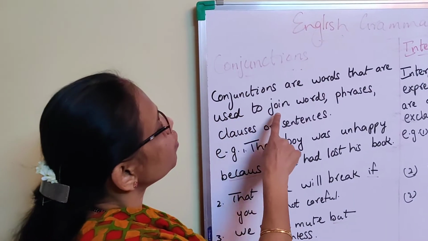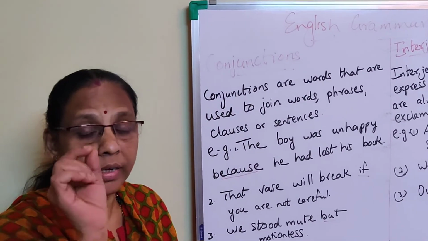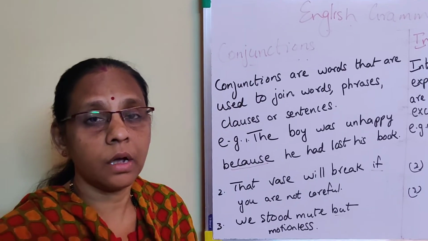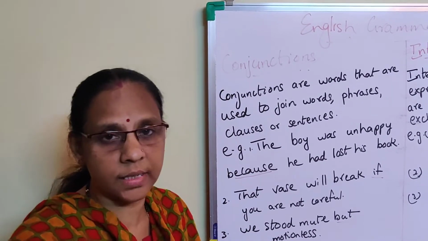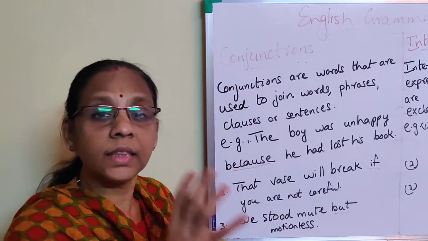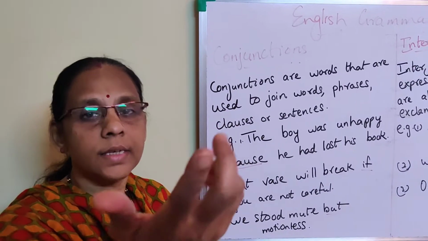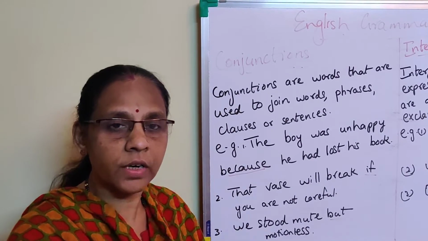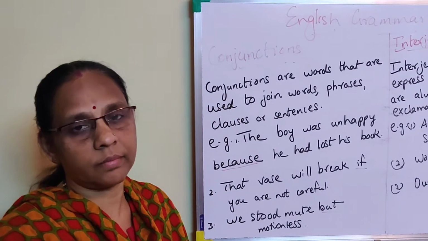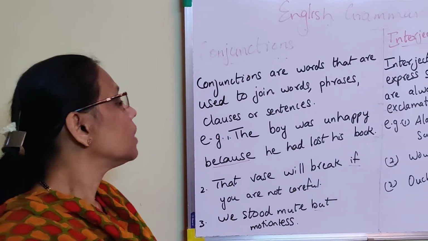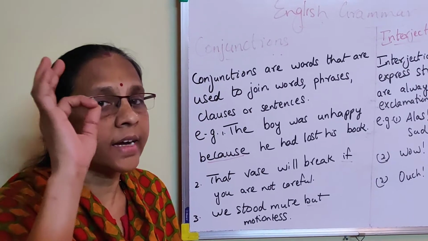Now, what is the definition of conjunction? Conjunctions are words that are used to join words, phrases, clauses or sentences. So understand the meaning of conjunction. Conjunctions are words that are used to join words, phrases, clauses, sentences. If these words are used to join, then it will make a complete sense. That is known as conjunction. Understood? So what is the definition of conjunction? Learn it by heart. Understand the meaning and register it in your mind.